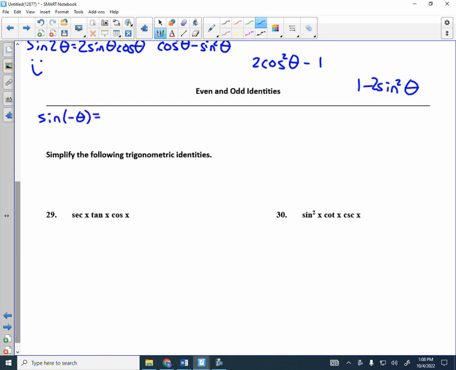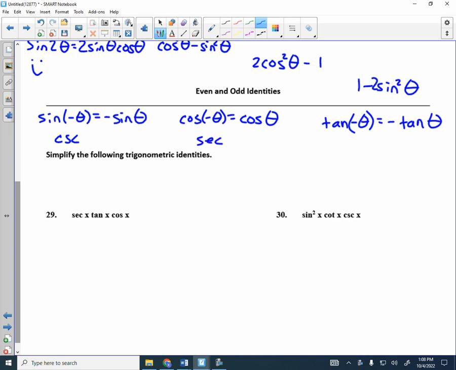Remember, if you have sine of a negative angle, remember what happens to the negative? It goes on the outside. Do you remember for cosine of a negative angle? It disappears. Remember tangent of a negative angle. It goes on the outside. And the same would work for their reciprocals. The reciprocal of sine is cosecant. The reciprocal of cosine is secant. And the reciprocal of tangent is cotangent. So those fall through for their reciprocals as well.